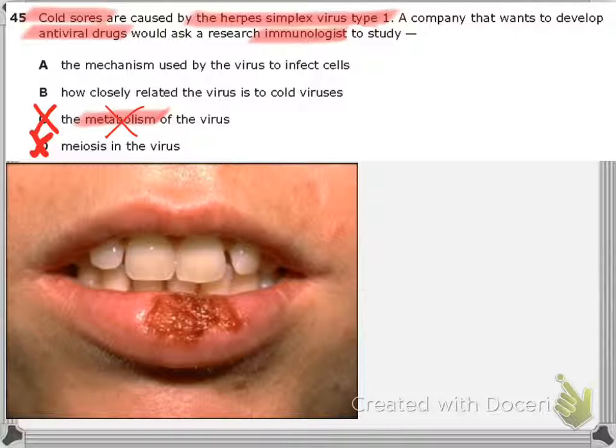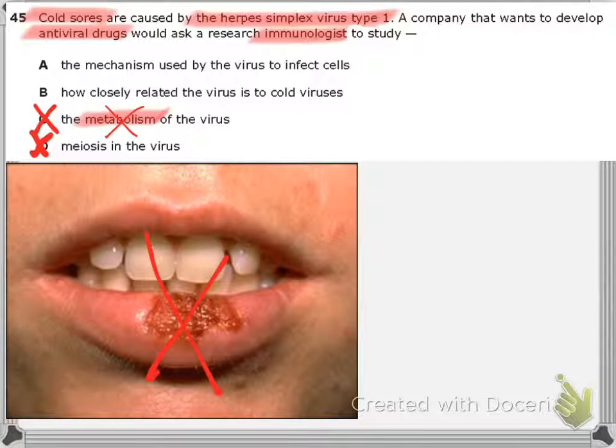All right, let's look at B. They want to develop antiviral drugs, antivirus, against virus drugs. They're going to ask a research immunologist to study, let's look at B, how closely related the virus is to cold viruses. Okay, we're trying to develop a drug that hopefully will stop cold sores, right? They'll stop this virus. We don't care how closely related it is to cold viruses. That's irrelevant. It doesn't matter. We need a drug that will mess this virus up, right? So we can eliminate B.